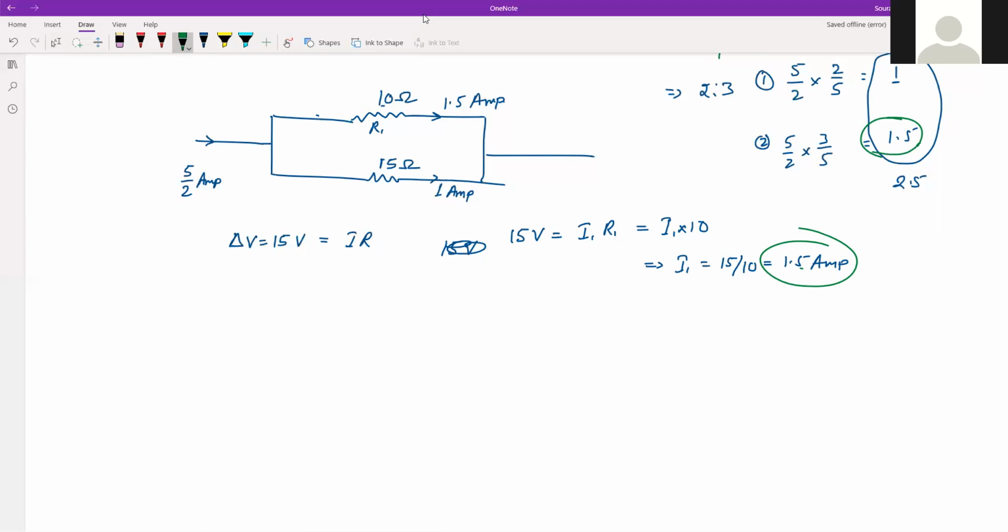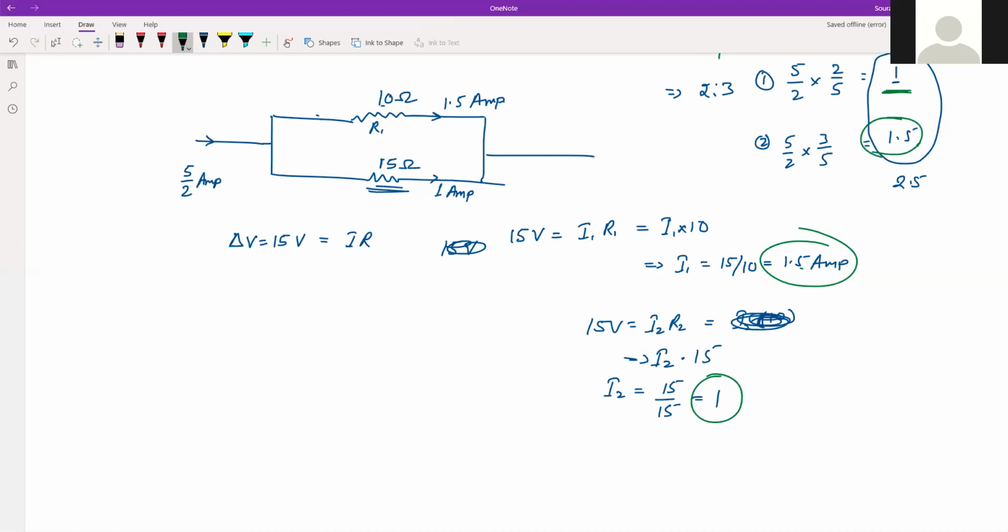Same way for the other, for this section, the 15 volts is equal to I2 into R2. R2 is how much? R2 is 15, sorry. So this is equal to I2 into 15. That means what is I2? 15 by 15, or 1. So even by this method, we got the same answer.